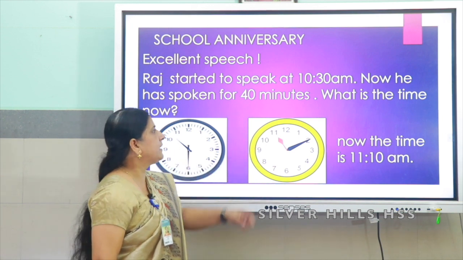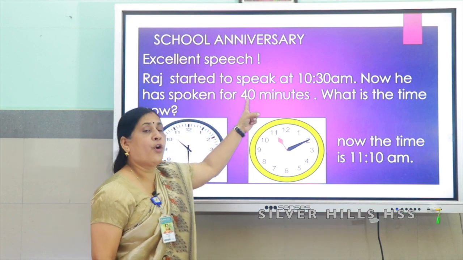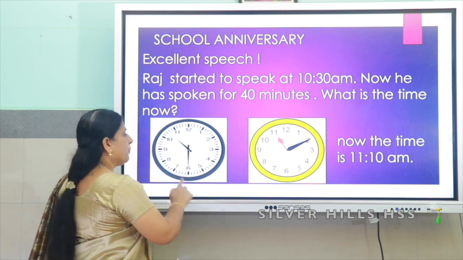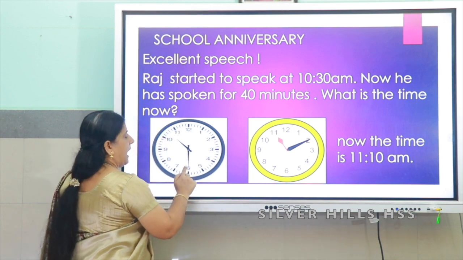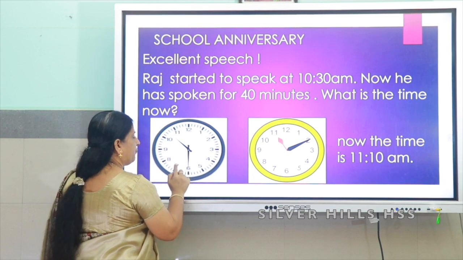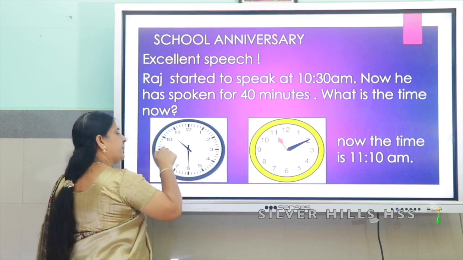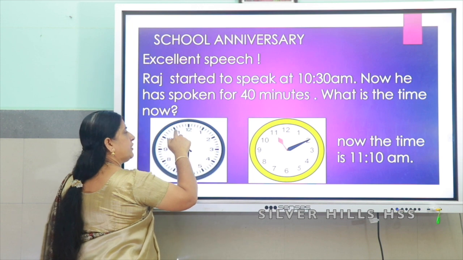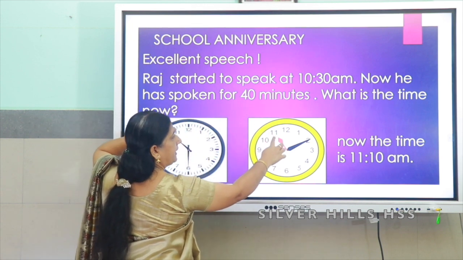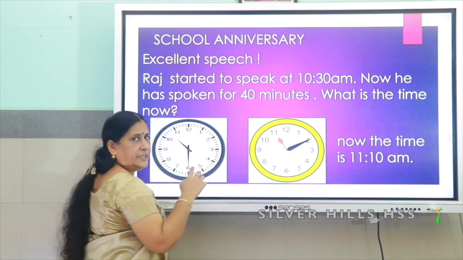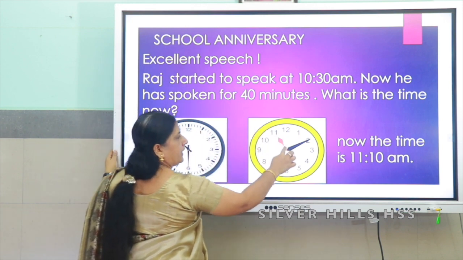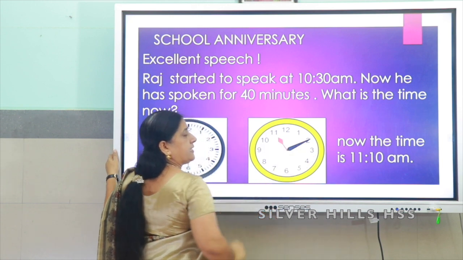And here you see he has spoken for 40 minutes. So the minute needle has to move till you count 40. From here you start counting 5, 10, 15, 20, 25, 30. When it becomes 30, the hour needle is at 11. The hour needle should reach 11, and 35, and 40. Now the minute needle is at 10.